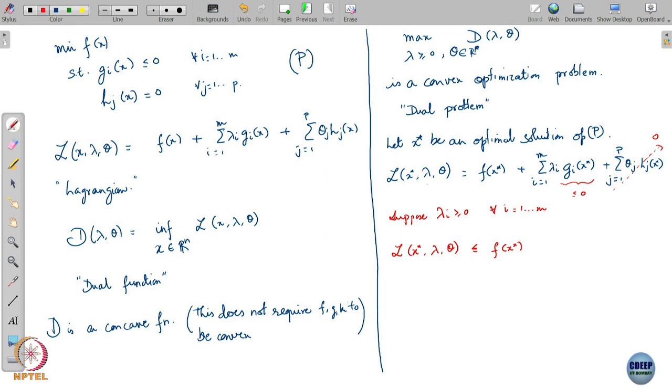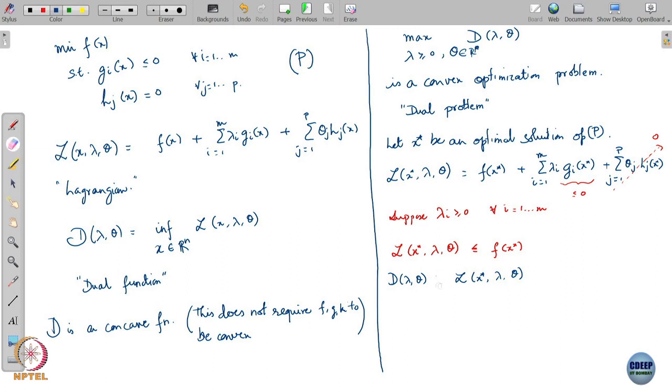Suppose x star is the optimal solution of P. This is the value of my Lagrangian. Now, remember that d of lambda comma theta is actually the infimum of the Lagrangian. So, d of lambda comma theta is therefore always greater than or equal to L of x star comma lambda comma theta. Oh sorry, my mistake here.